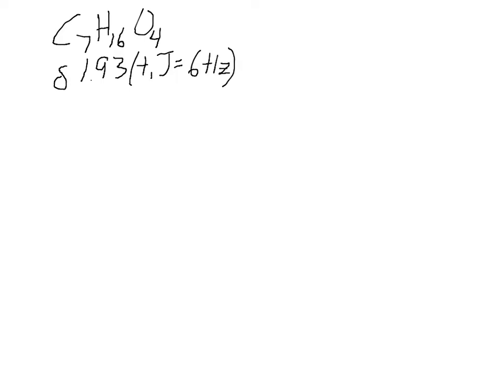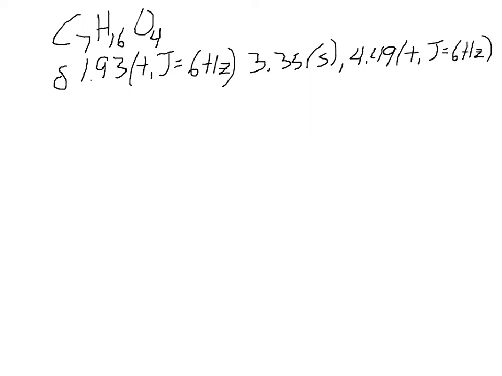We have a peak at 3.35. That's a singlet. We have a peak at 4.49. That's a triplet with a J coupling constant of 6 hertz. Coupling constants, remember, tell us who's talking to who, right? If I couple you, you're going to couple me in the same way, so we'd have the same coupling constant. And the relative ratio of protons is 1H to 6 H's to 1H.